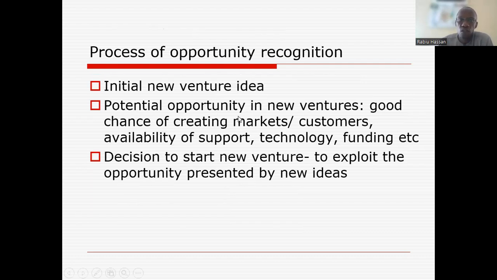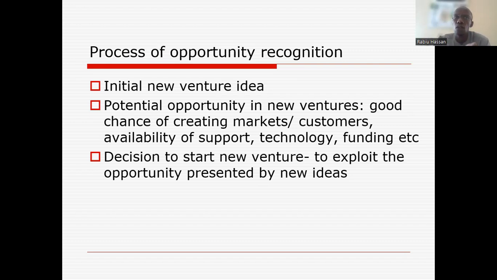And then the process of opportunity recognition. Everything in life follows a process. So what is the process you can follow to discover a business opportunity? Number one is the initial new venture idea. For you to be able to discover an opportunity, you need to have an idea of what it is you want to go into. You understand?